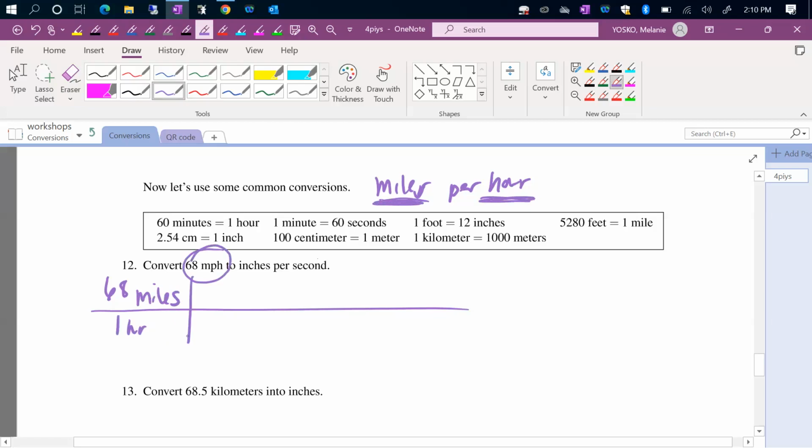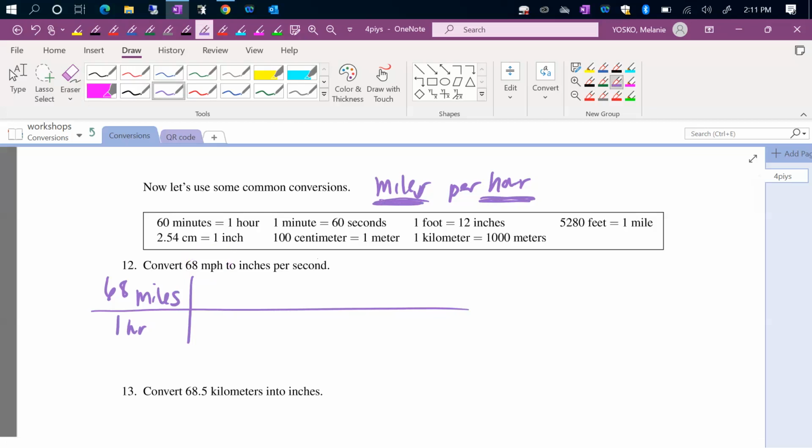That word per implies division. Miles divided by hours. Another way of saying it is 68 miles divided by hours. Okay, so now we're going to have to do two conversions though. We have to change miles to inches, do you all see that? And we have to change hours to what? Seconds. We're going to do both of them.